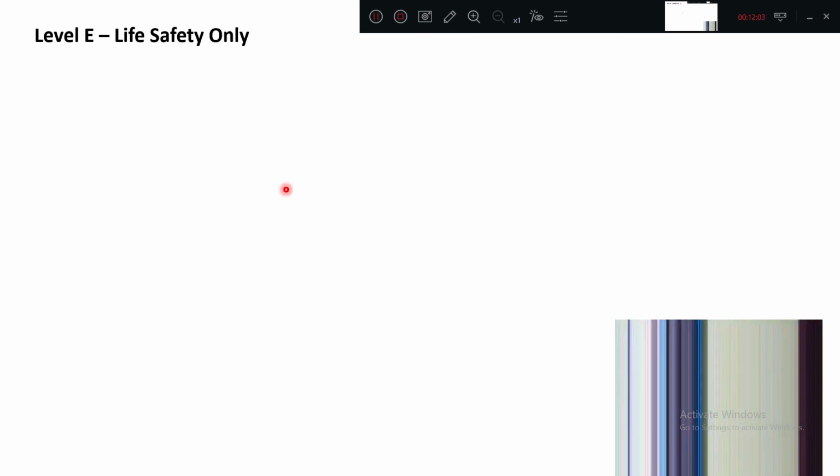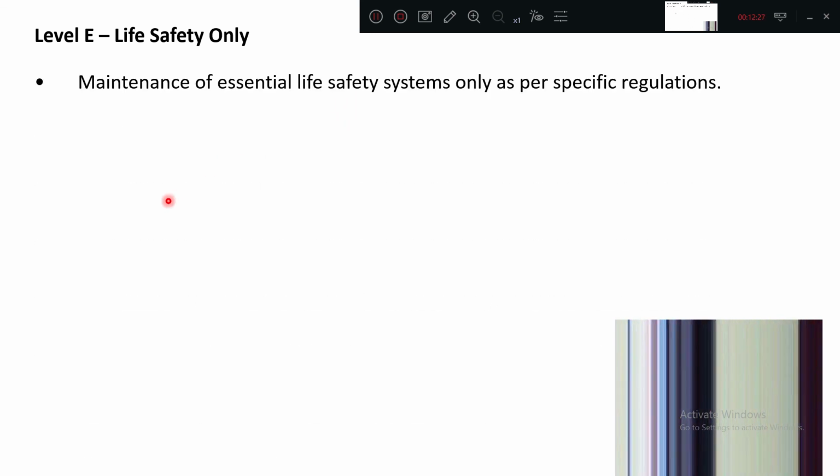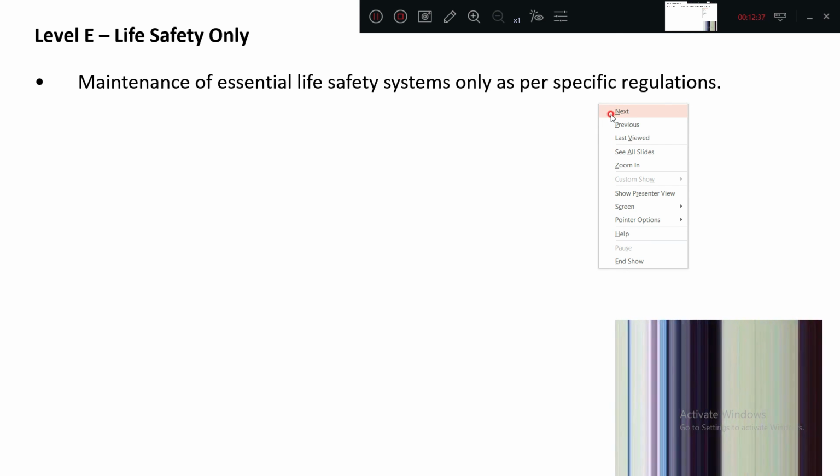Last one, level E, it is life safety only. It is only for life safety. Any part hanging from the roof, you take it out only when it creates a hazard for life. That time only you are taking it. Unless it is hindering your regular operations, you are not going to attend to it at all. That is the meaning. Maintenance of essential life safety systems only as per specific regulations. Only as per specific regulations you are going to do.